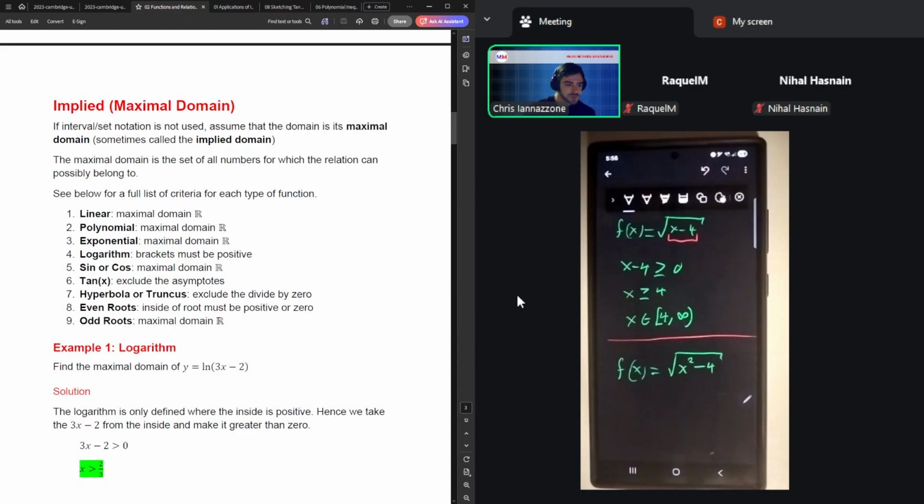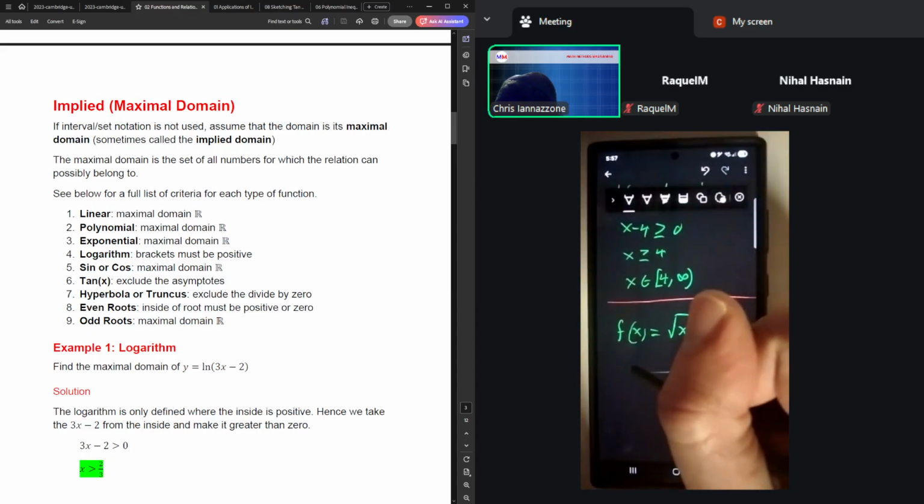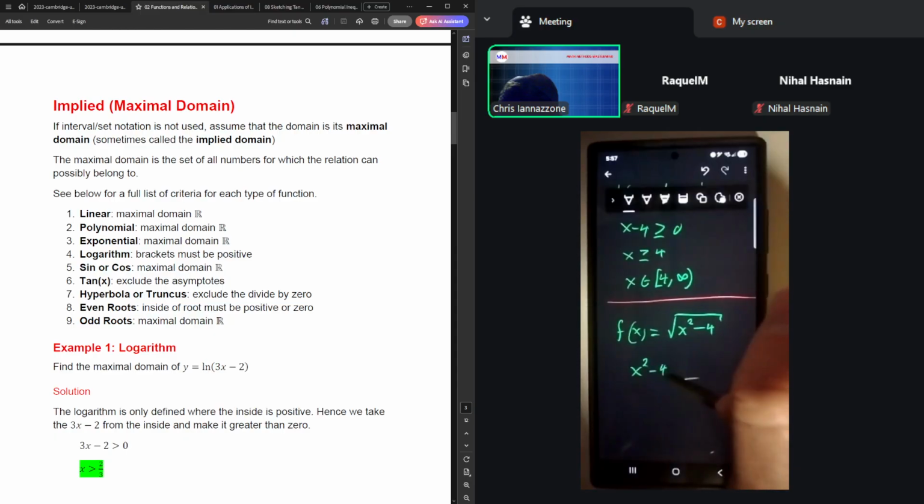Not a typical graph you'll be required to sketch yourself, at least not the full thing. But the first thing to identify is what general type of thing is it? And this is still going to be an even root, right? It's the square root of a function. So that's going to be our dot point 8. So once again, the exact same rule is what's required. x squared take 4 greater than, oh sorry, greater than or equal to 0.